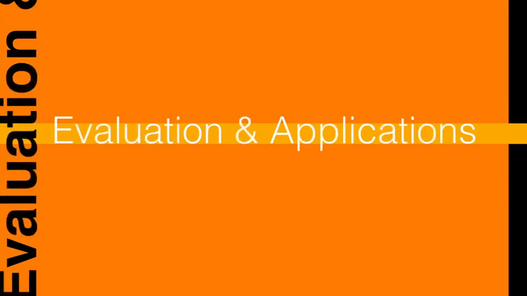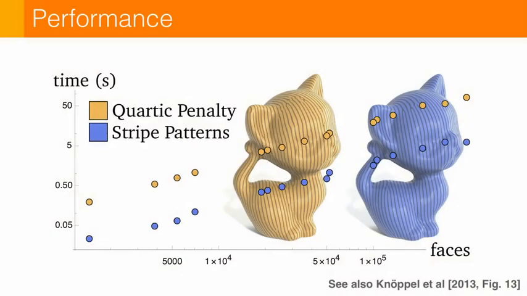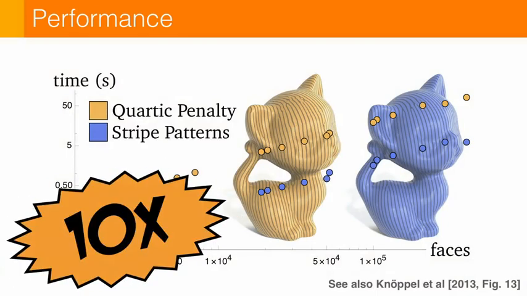Okay, so let's see how this works out in practice. First, just a simple test showing that the eigenvector problem really is a lot more efficient to solve than one of these non-convex problems. In particular, it's about 10 times faster than this penalty method, and it's going to be about 20 times faster than the mixed integer solver.